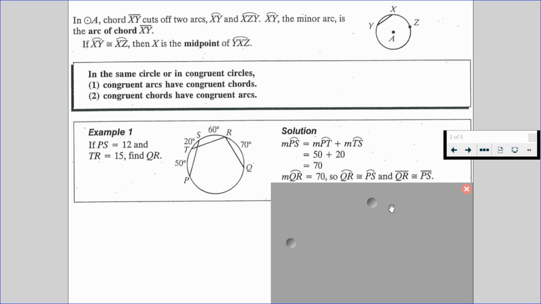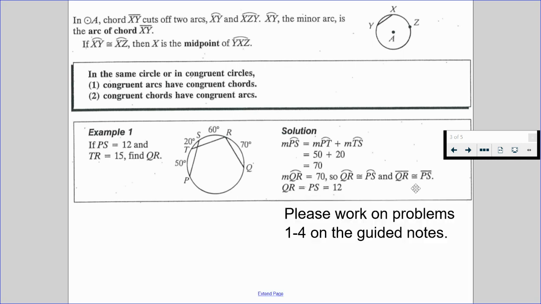So the arc QR is congruent to the arc PS, and thus the chord QR is going to be congruent to chord PS. So the length of QR is going to be equal to the length of PS, which has a value of 12. With this in mind, please work on problems 1 through 4 on the guided notes and resume when you're ready to move forward.